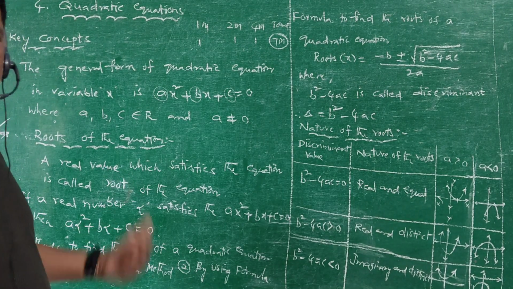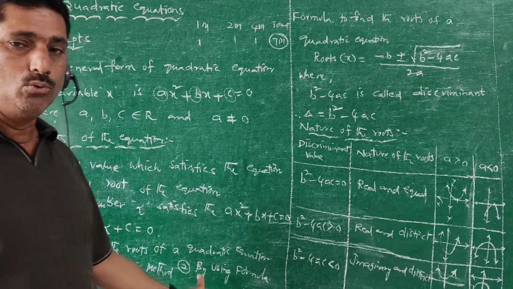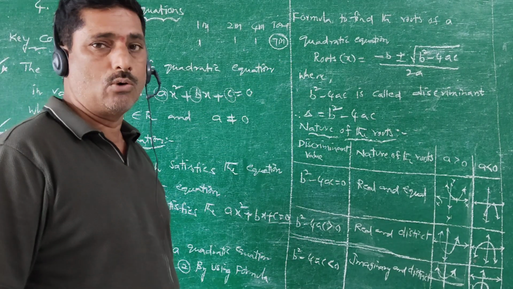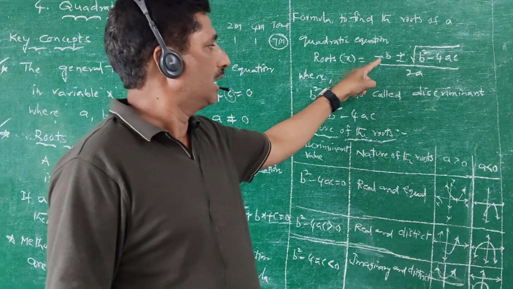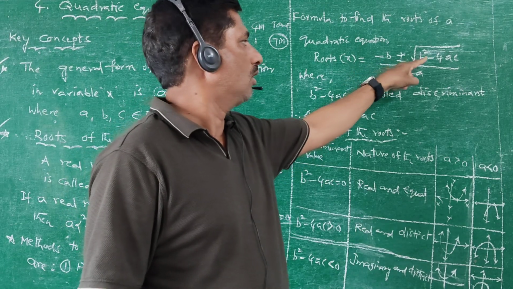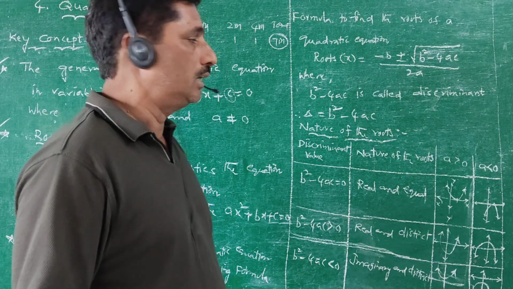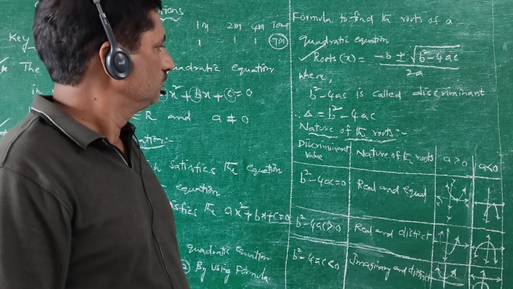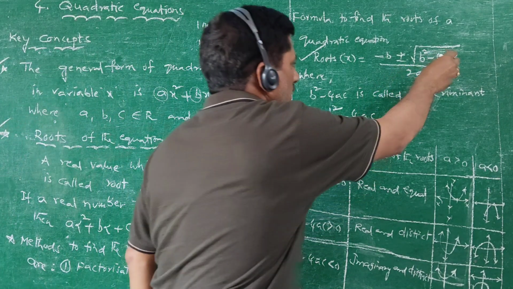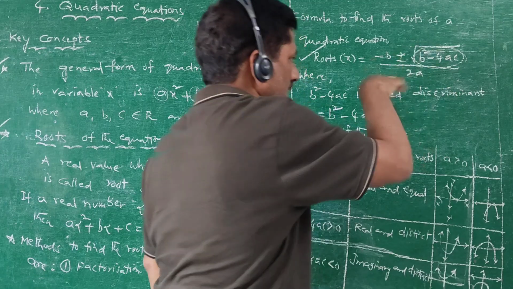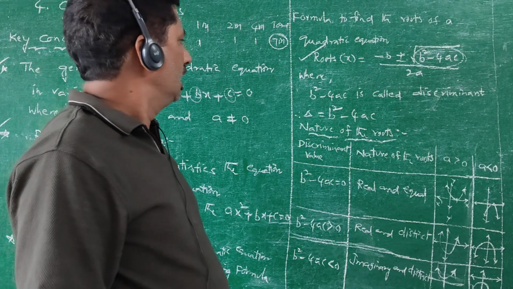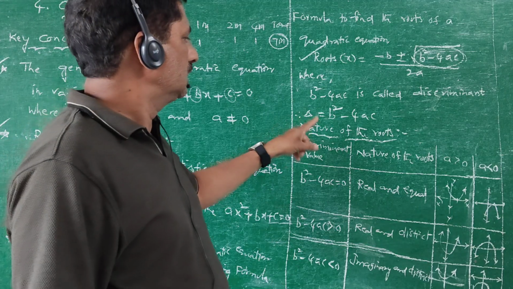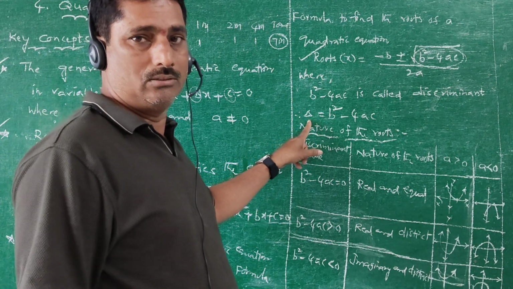That is the old method we learned in the previous class. But by using the formula, the roots of a quadratic equation are x equals minus b plus or minus square root of b square minus 4ac, all divided by 2a. In this formula, b square minus 4ac is nothing but the discriminant, which is denoted by the symbol delta, right?